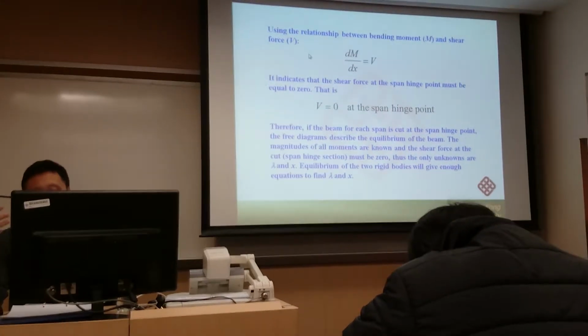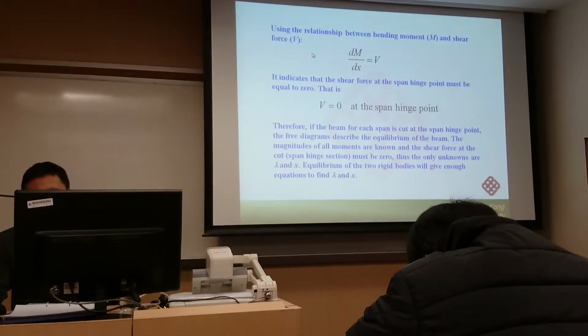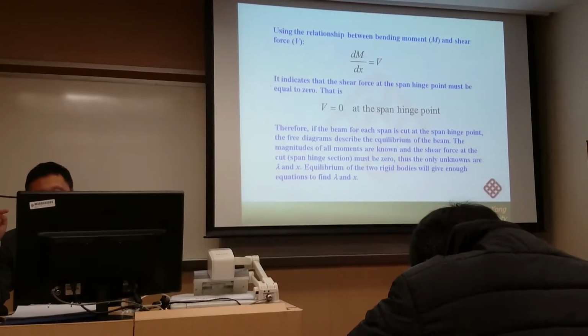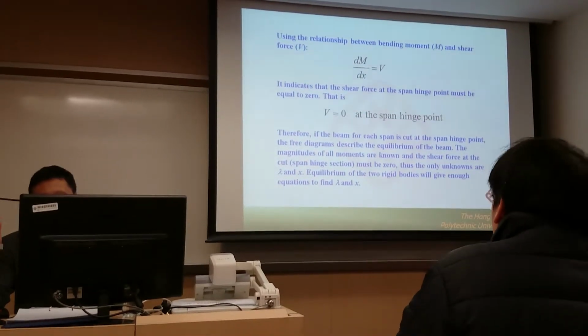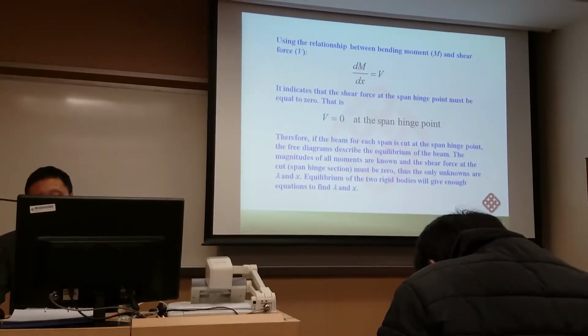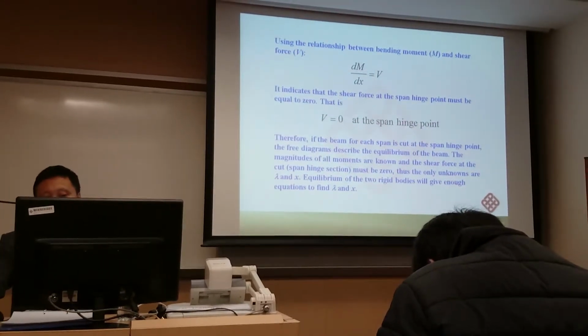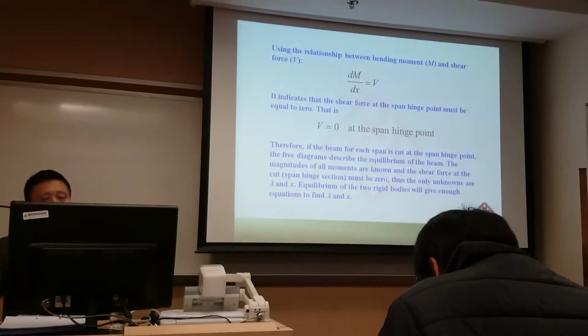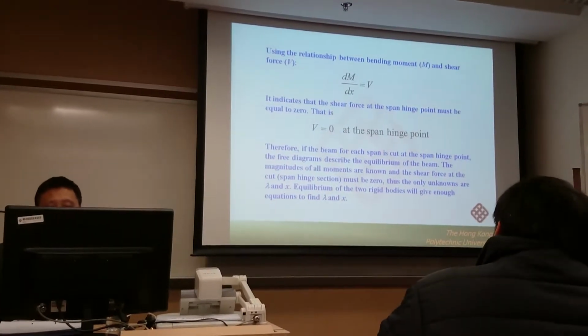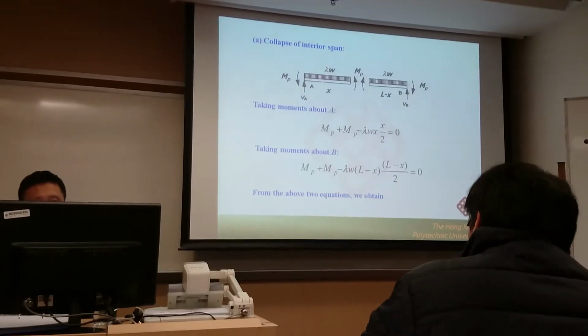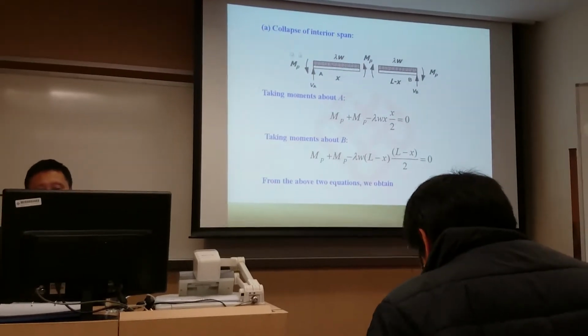So we can have a very useful conclusion. If you want to find the location or section of the internal plus hinge, you just need to find the section with a zero shear force. That's all, with a zero shear force. So now we consider the first case.